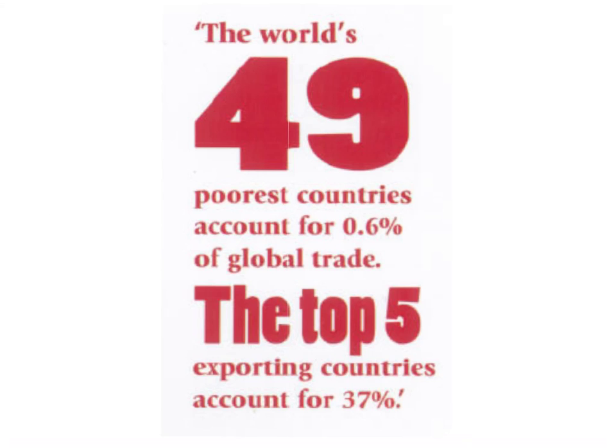Now, the most important thing to stress about patterns of international trade is that it's very uneven at the moment. So we can see here that the 49 poorest countries in the world have just 0.6% of global trade, whereas the top 5 countries account for 37%.